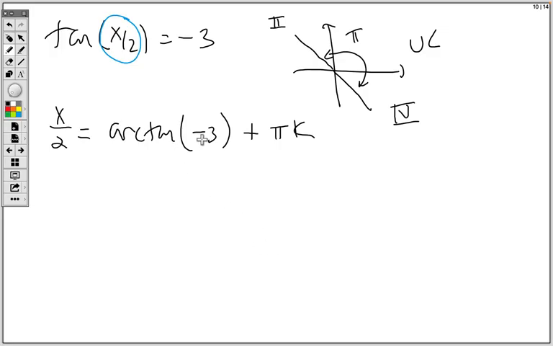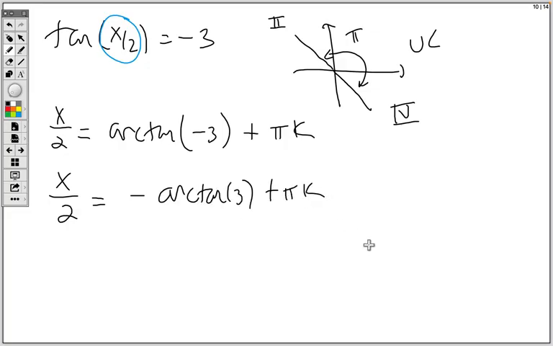To simplify this a little bit, x over 2 would be minus arctangent 3 plus pi k, because I can use the odd property of arctangent to move the negative out front. So what this represents here: arctangent of positive 3 would be the reference angle. Negative arctangent of 3 would be looking at the angle there that's moving clockwise.